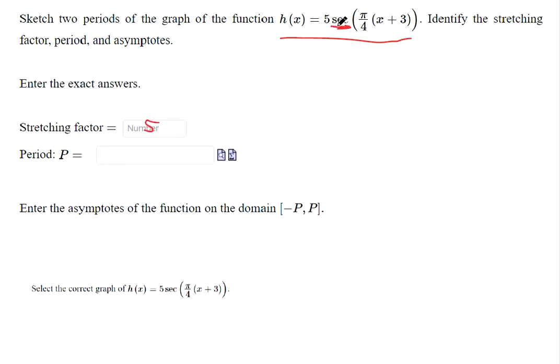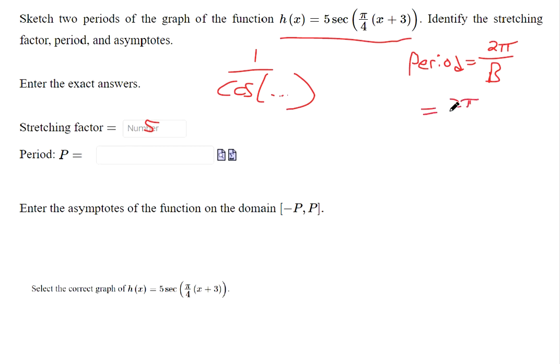Now secant, remember, is the reciprocal of cosine, right? And then here's your argument. So secant and cosine share the same base period. The period of this function is 2 pi divided by b, where b is the coefficient of x. It's the number that eventually would be multiplied to x. So in our case, b is pi over 4.